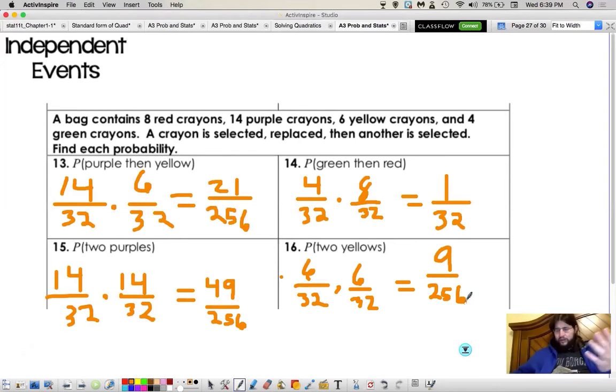So if we have compound events, we just take the probability of the first event times the probability of the second event. If we have three of them, times the probability of the third event. So on and so forth till you've got all your events done.